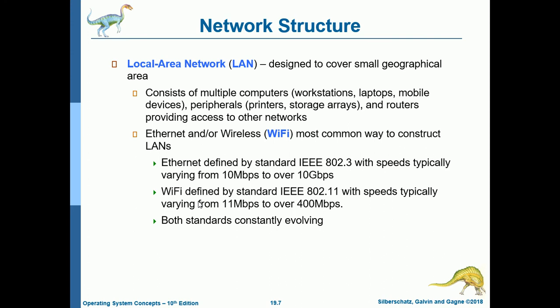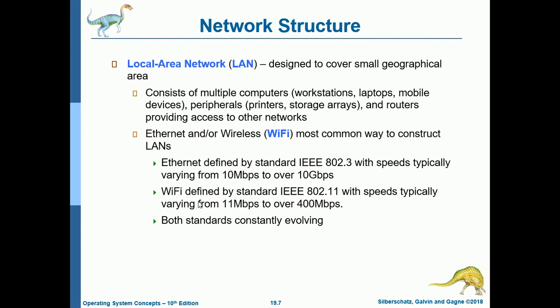Okay, next we have the network structure. We have the local area network or LAN, designed to cover small geographical areas. For example, a computer shop is already a LAN. The network at a campus is also a LAN. It consists of multiple computers, may it be workstations, laptops, mobile devices, peripherals, printers, storage arrays, which of course can be shared, and routers providing access to other networks.